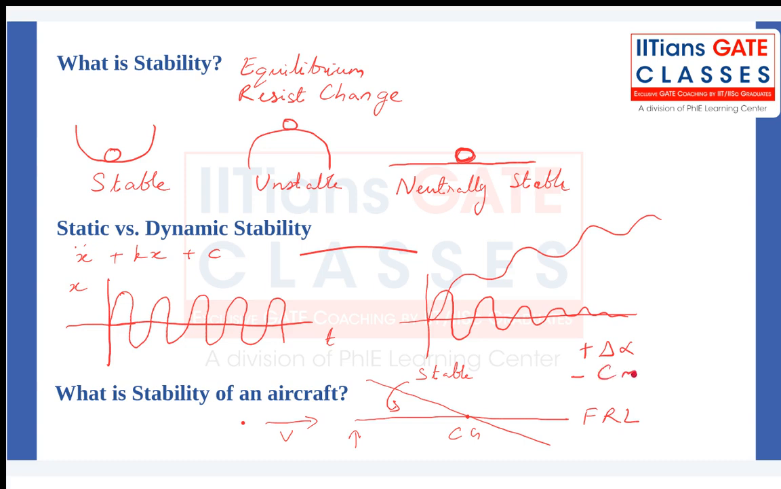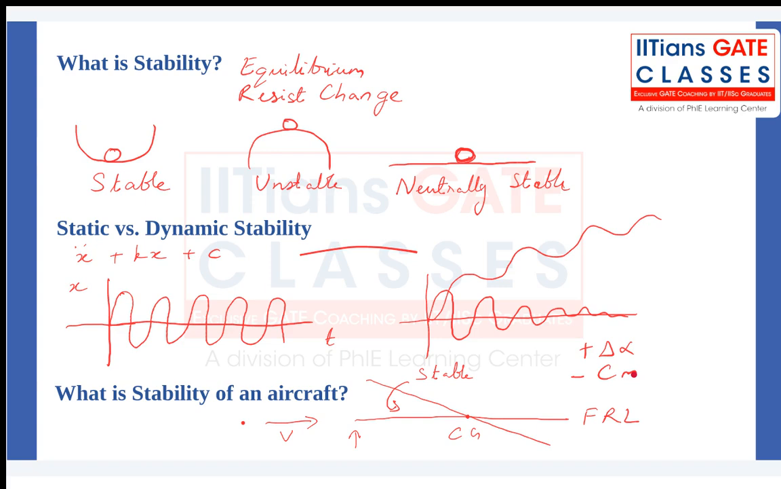Did everybody understand this? Due to a gust, if there is a positive change in angle of attack, the restoring moment required is negative. This is something that you should be clear with before we proceed into the larger derivations. So for a positive change in angle of attack or a positive disturbance, the restoring moment should be negative.